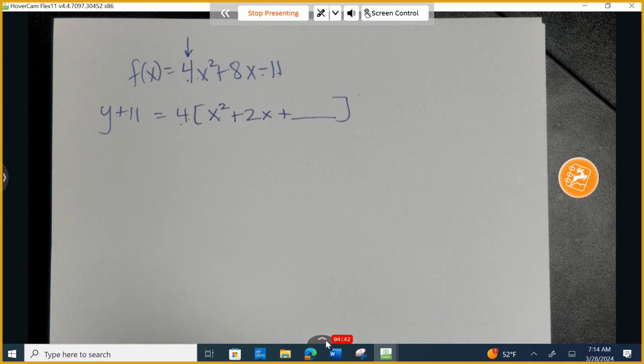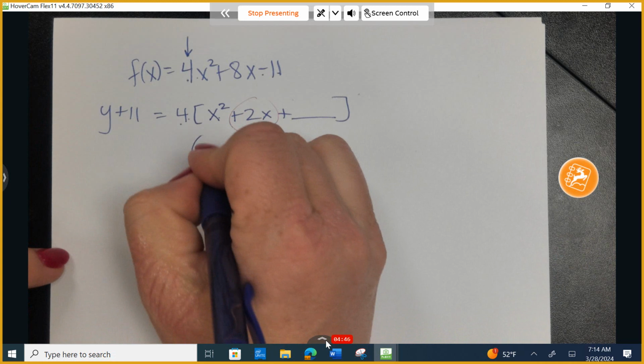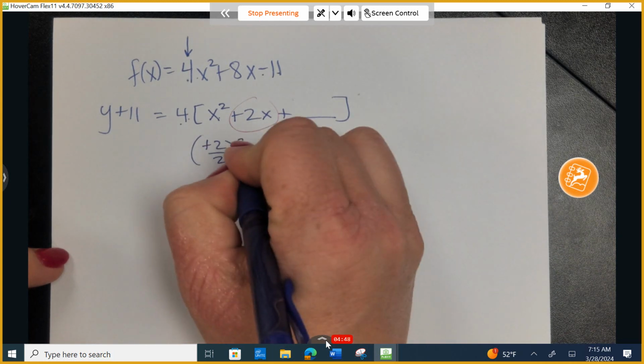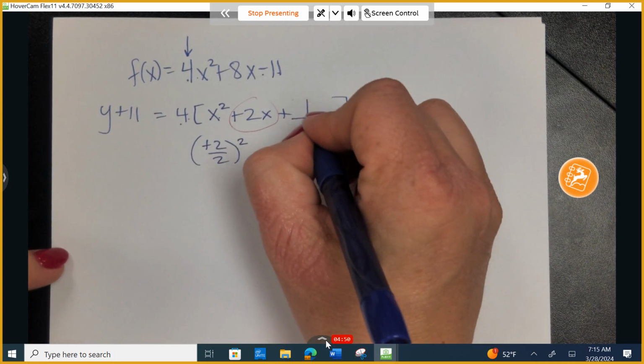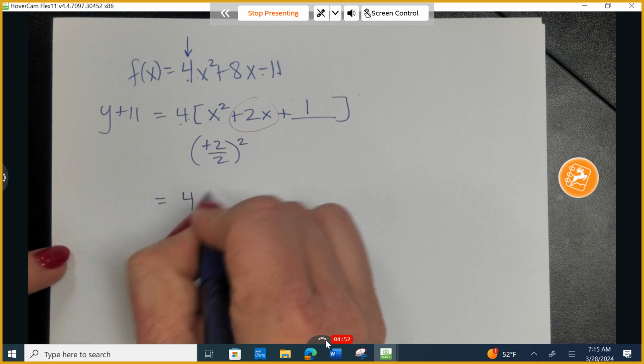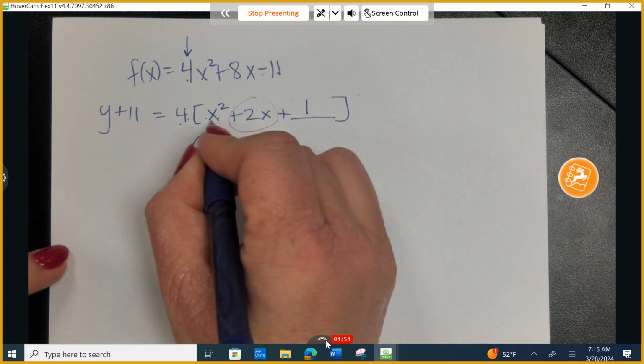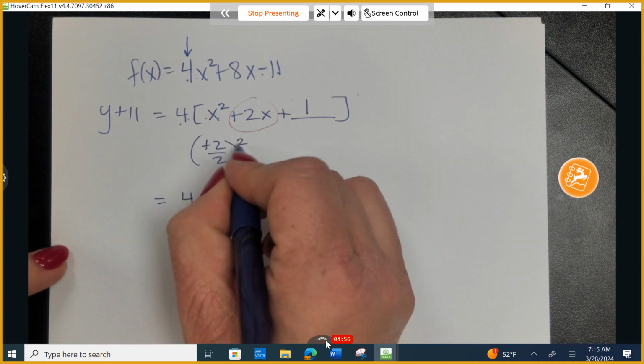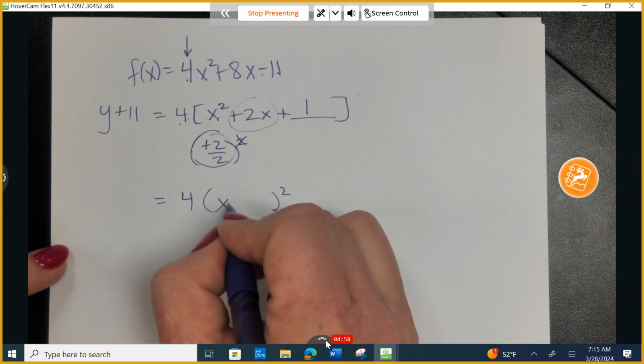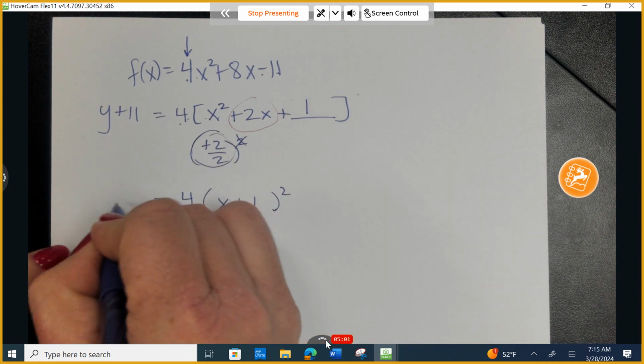And now I'm going to focus in on that b value, taking that value, dividing it by 2, and then squaring it. 2 divided by 2 is 1, 1 squared is 1. Now what is the shortcut? I'm able to take this portion and quickly factor it with the shortcut. Forget about the square, positive 2 divided by 2 is positive 1.